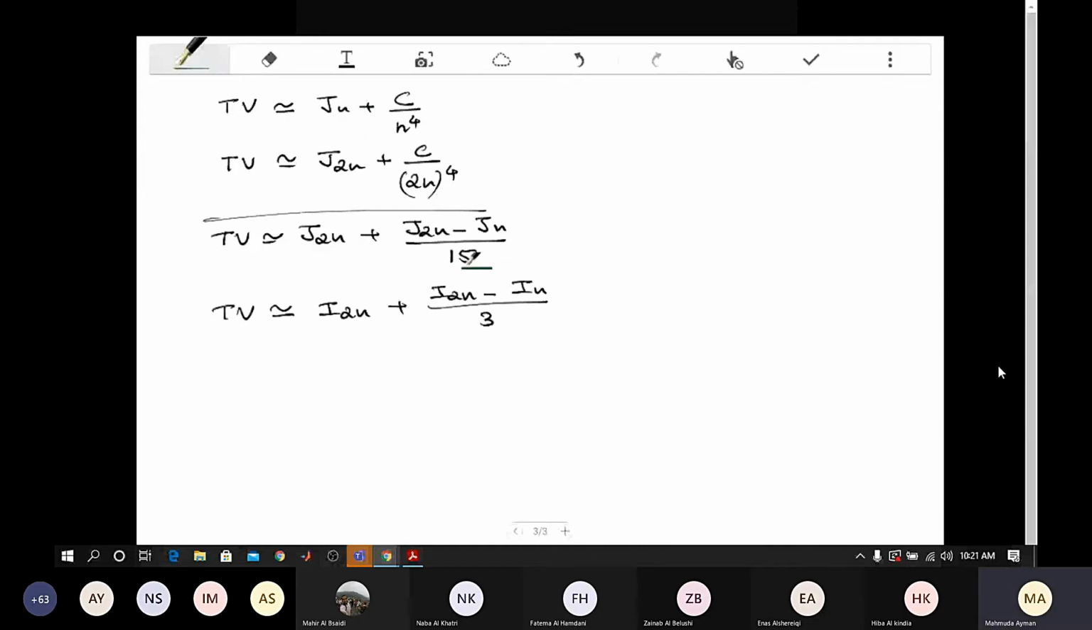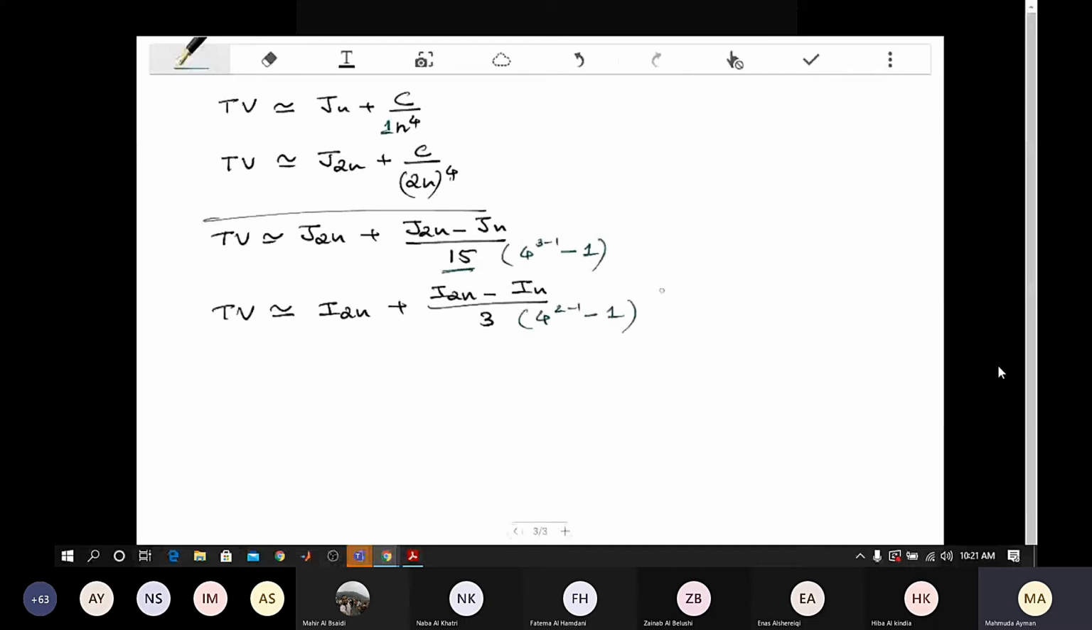First, let's discuss how we got the 15. We got the 15 because here we have 2 to the power 4, that's 16, minus 1, which is 15. And we can write this 15 as 4 to the power 3 minus 1, and we can write this one here as 4 to the power 2 minus 1.